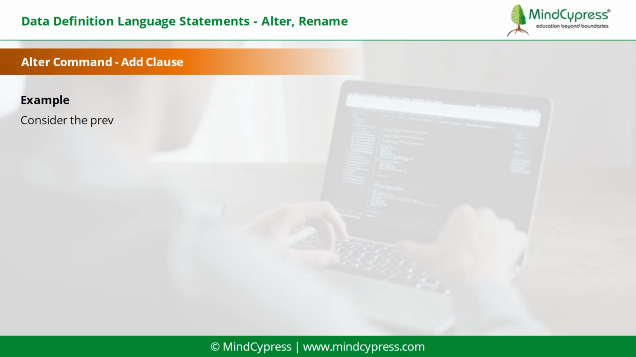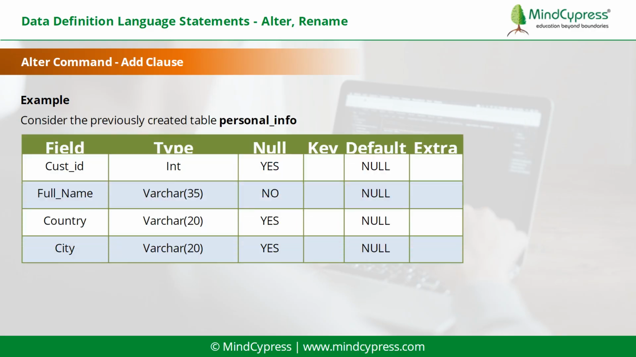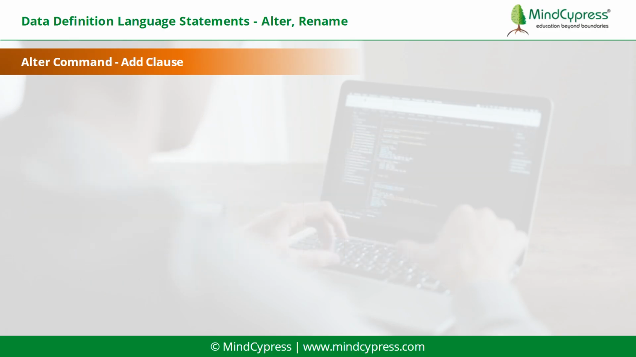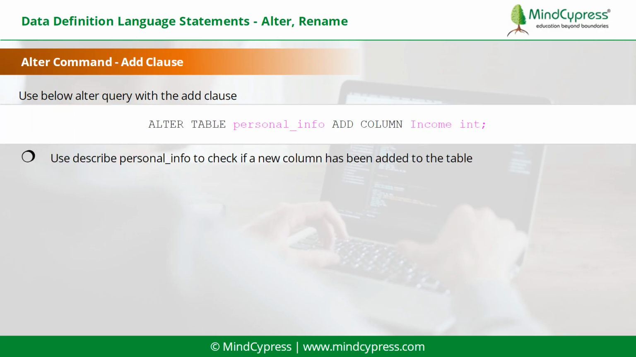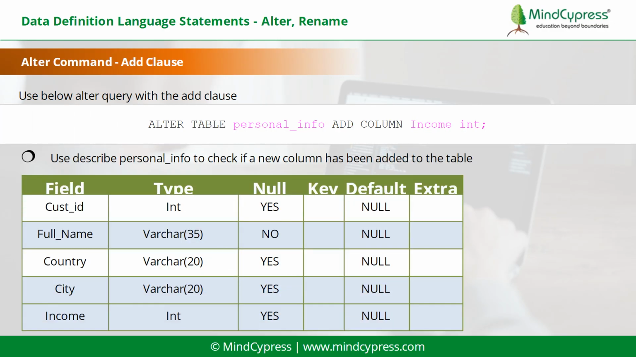Example. Consider the previously created table personal info. Here, we add a new column, income, to this table. Use the below alter query with the add clause. Use describe personal info to check if a new column has been added to the table.